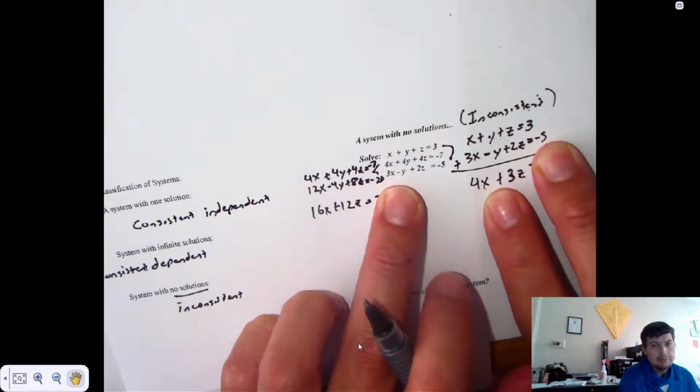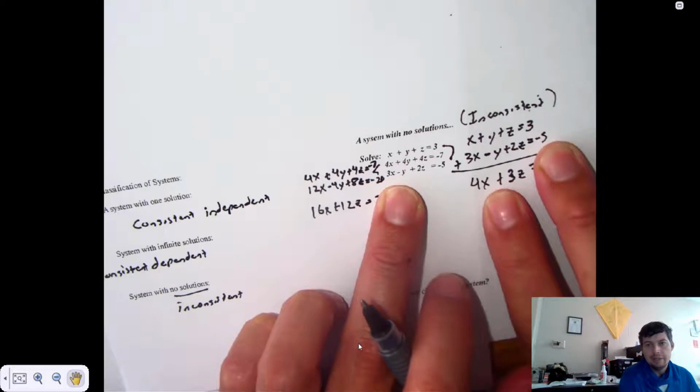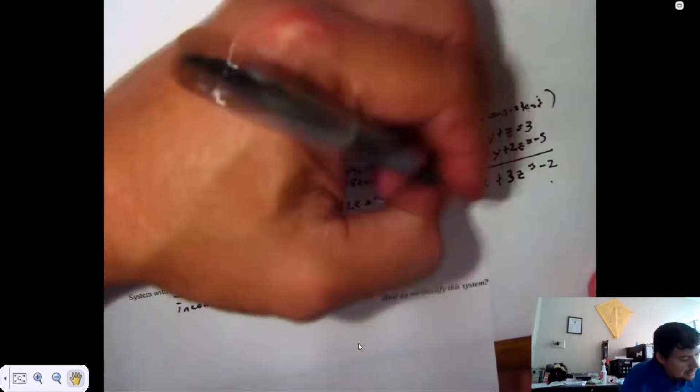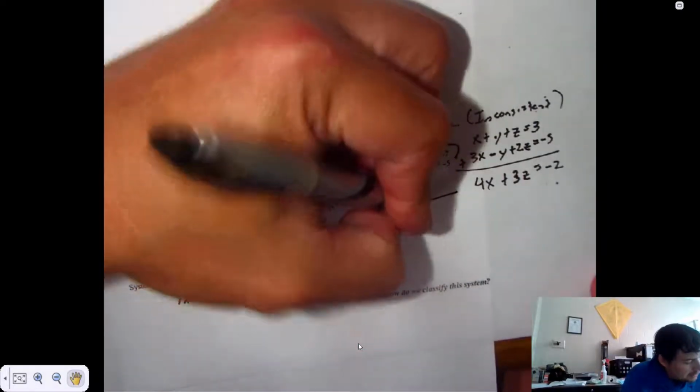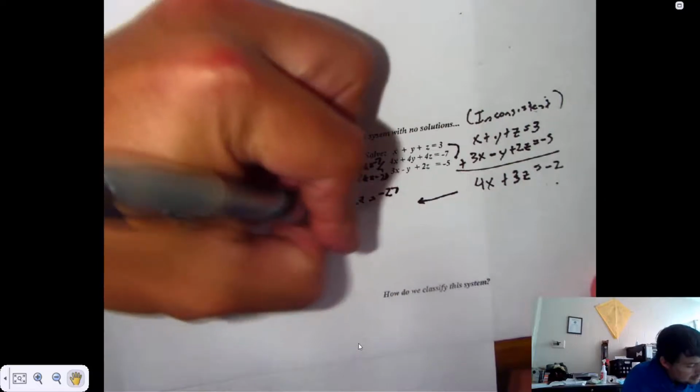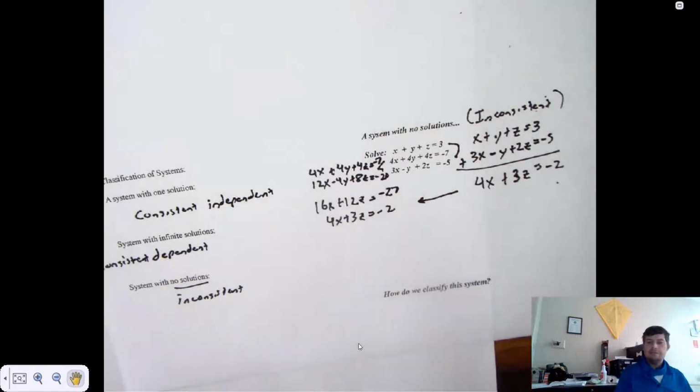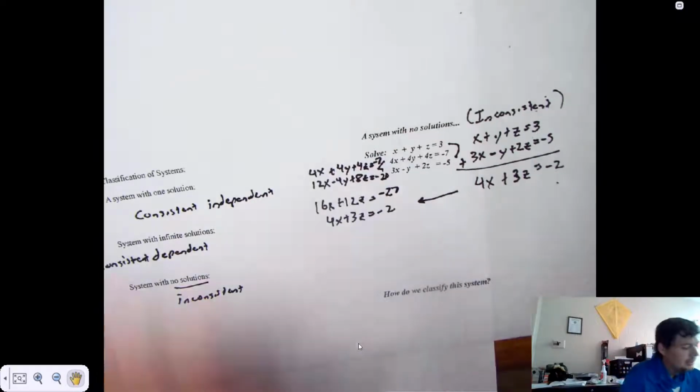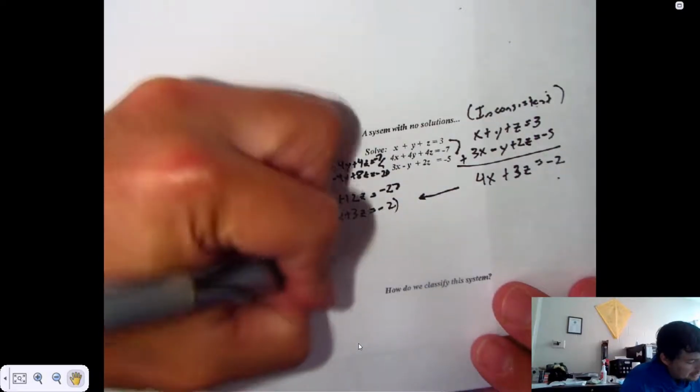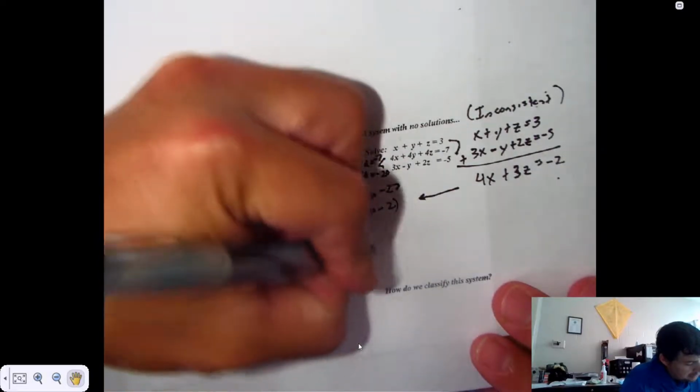And maybe you'll be smart enough to figure that out ahead of time too. But you're still going to have to do a little bit of work just to see exactly what it is. So I'm going to take this equation right here and move it right there. 4x plus 3z is a negative 2. And I have to multiply it by 4 because I want the x's to disappear, or the z's, it doesn't matter. I'm going to get 16x plus 12z equals a negative 8.